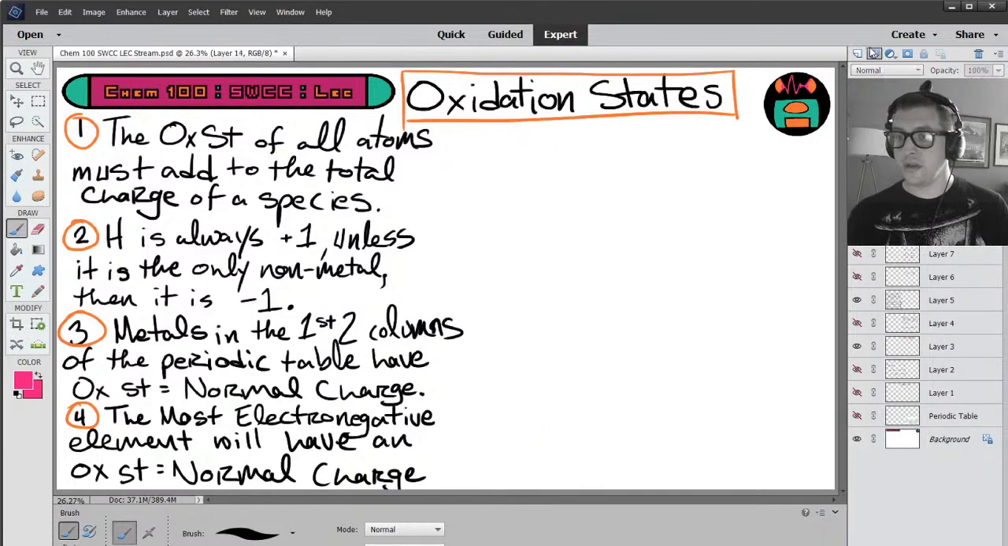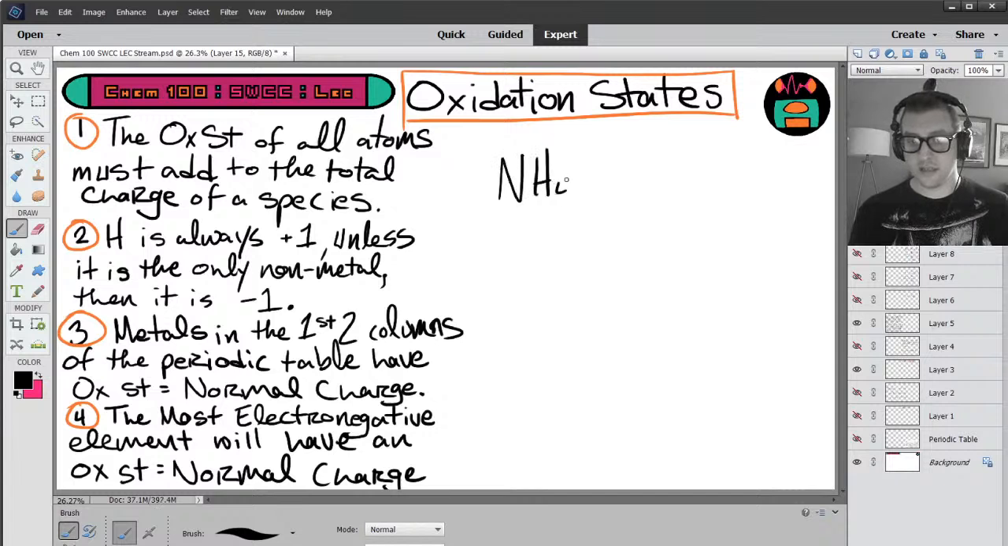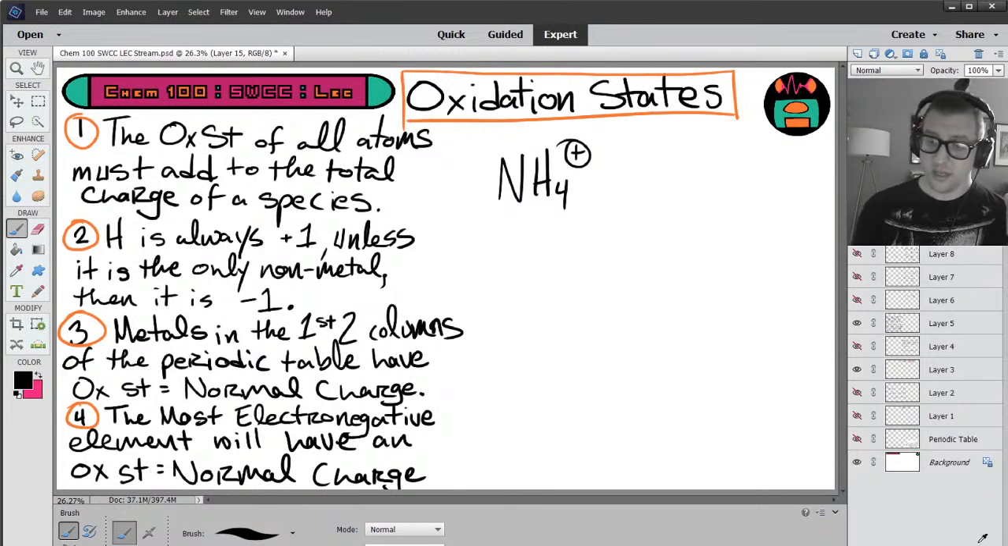Let's do one more example. But let's deal with a positive charge. Let's assign all the oxidation states in the polyatomic ion ammonium. All right? Ammonium. Now, hydrogen, rule number 2 applies. Hydrogen's +1 unless it's the only non-metal. Nitrogen is not a metal, so hydrogen is +1.